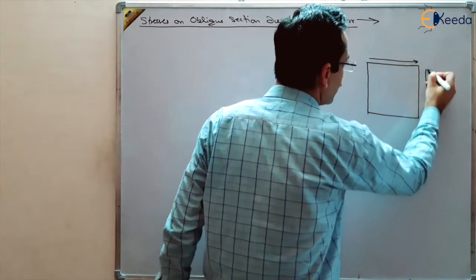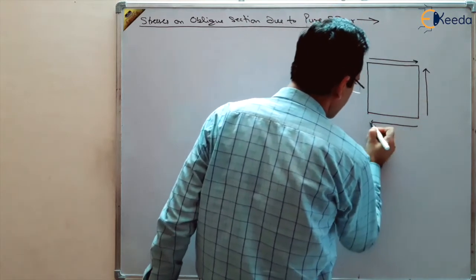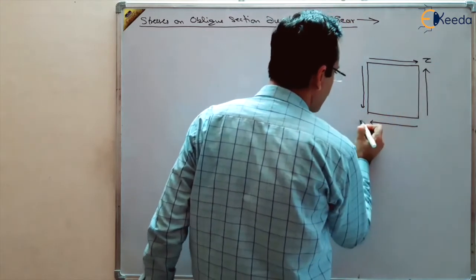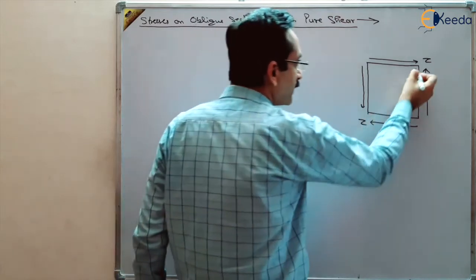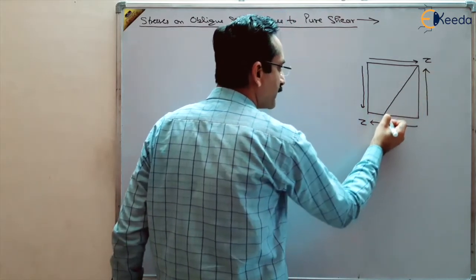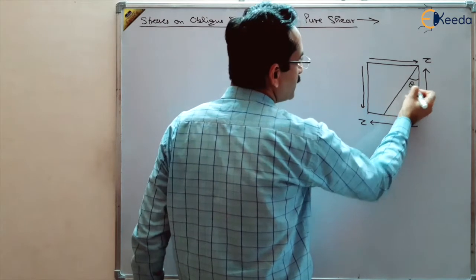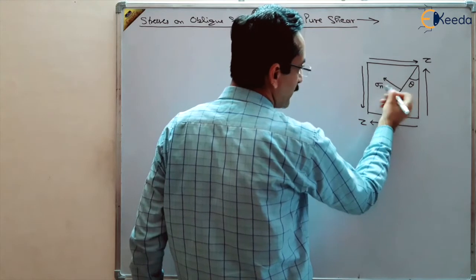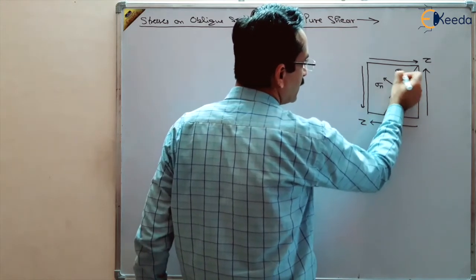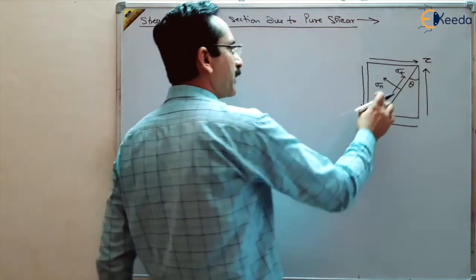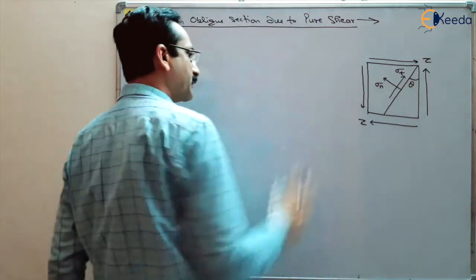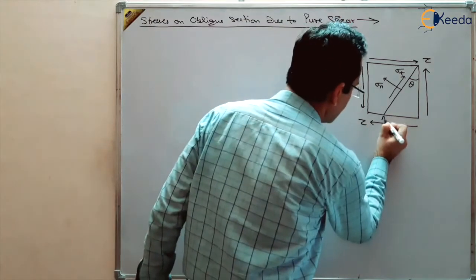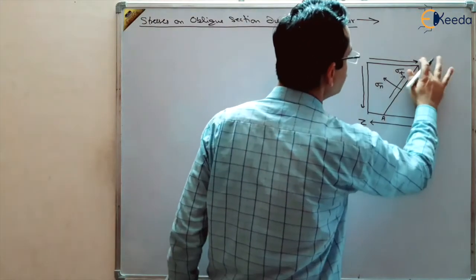There are no tensile or compressive stresses applied. Although we have not applied any compressive or tensile stresses, at a certain angle theta, at a certain oblique section, there may be some tensile or compressive stresses, or there may be some shear stresses. So our aim is to find out sigma n and sigma t for this element, right? And suppose this is our A, this is B, and this is C.